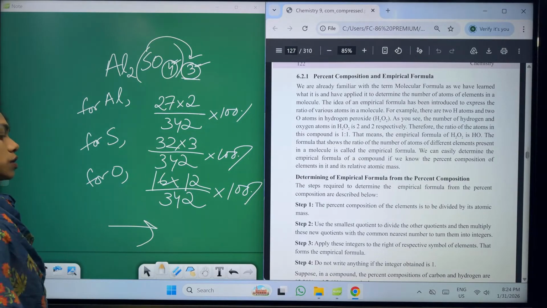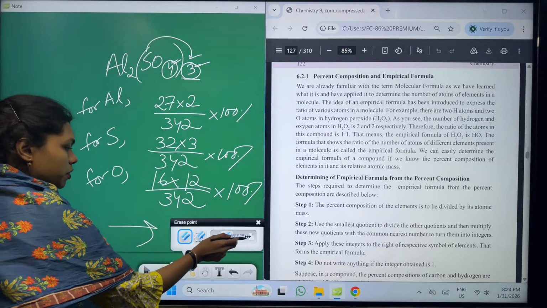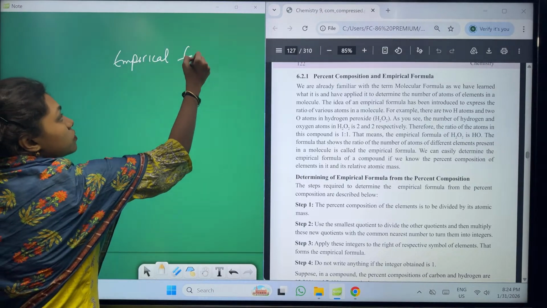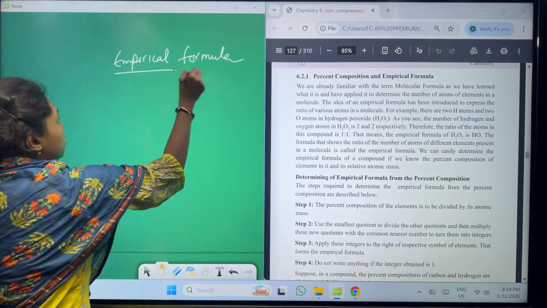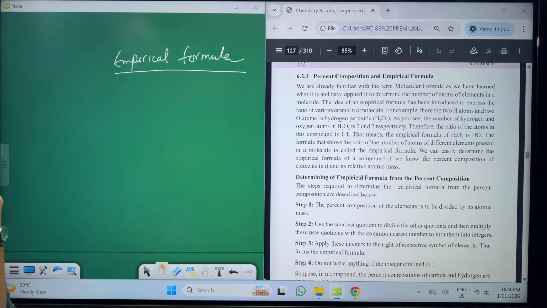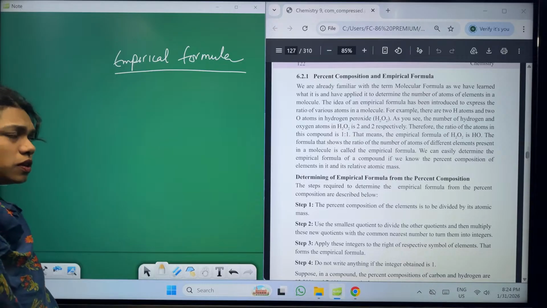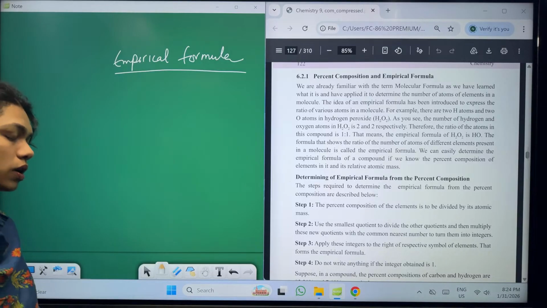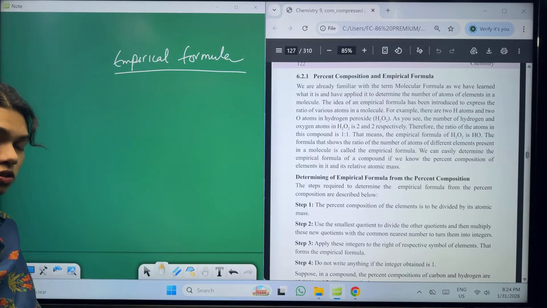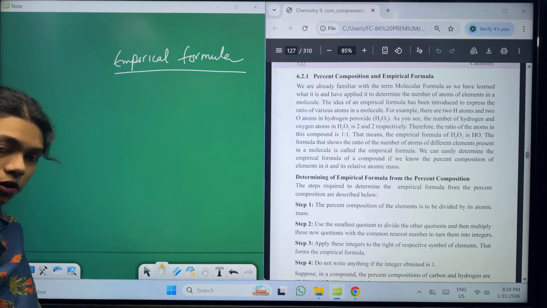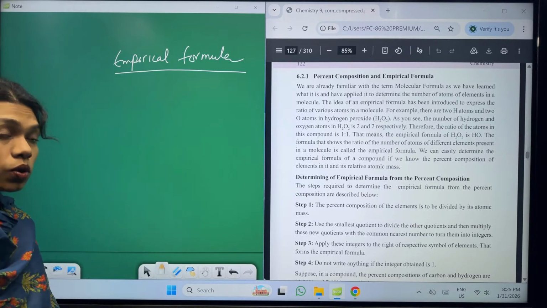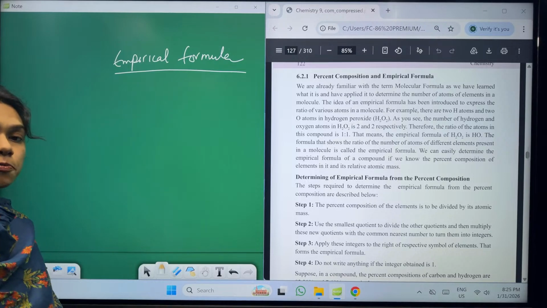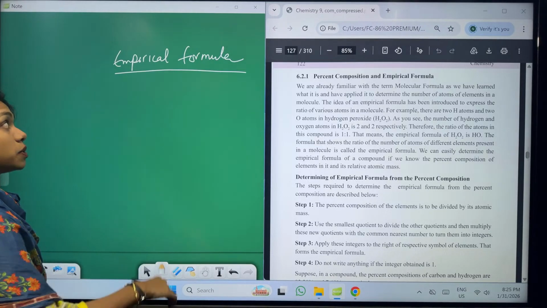Okay. So today we are going to discuss empirical formula and molecular formula. What is empirical formula? Empirical formula is the simple whole number ratio at which the elements combine with each other in order to form a compound. Okay, the simple whole number ratio, and at this ratio, elements will combine with each other in order to form a compound.